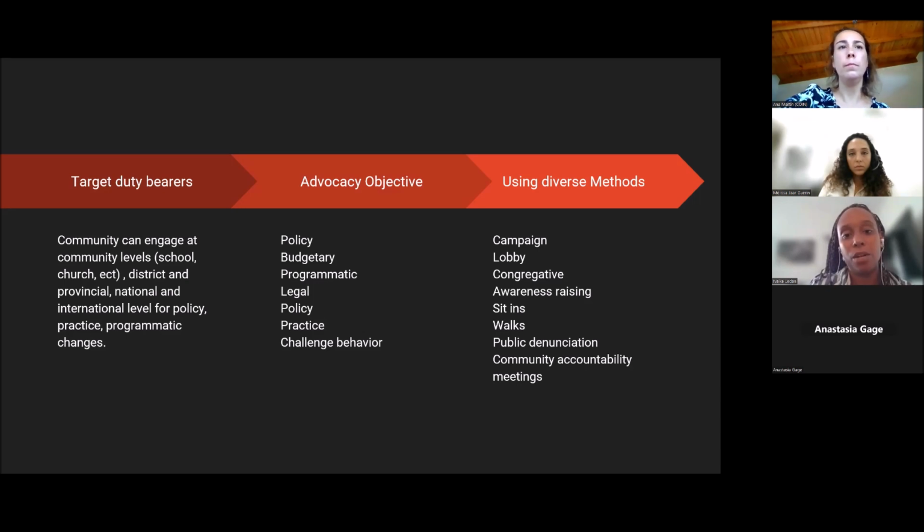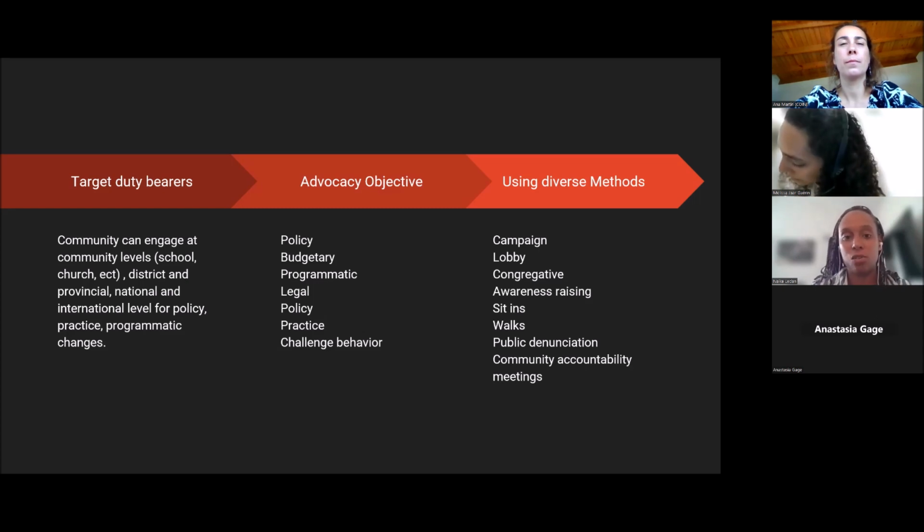We can have budgetary objectives, programmatic objectives, legal objectives, or practice and behavioral change, like challenging behavior, which requires more long-term persistent advocacy action items and a longer-term advocacy strategy, and is also harder to evaluate, as we saw earlier in the presentation, with all the different methods that can be used, like campaigning and lobbying when we're looking at policy and budget, congregative when we're looking at practice, awareness raising also.